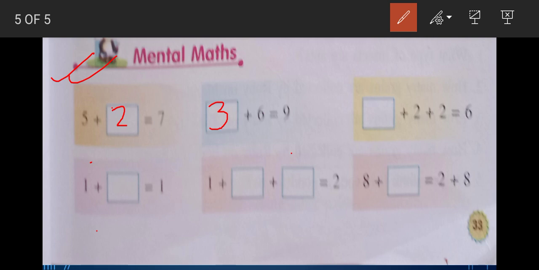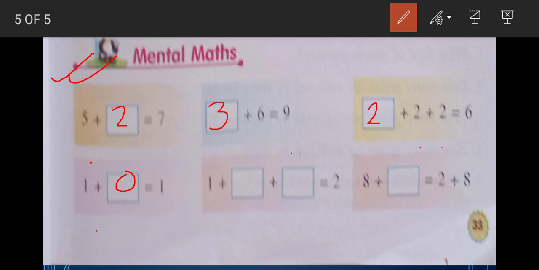Okay, so this one is 2 plus 2 will be 4. Then again 4 plus 1 is 5. Then 5 plus 2 it should be, isn't it? So that means 2 plus 2 plus 2 is 6. So with 1, what you have to add to make it 1? No change. So it should be 0.